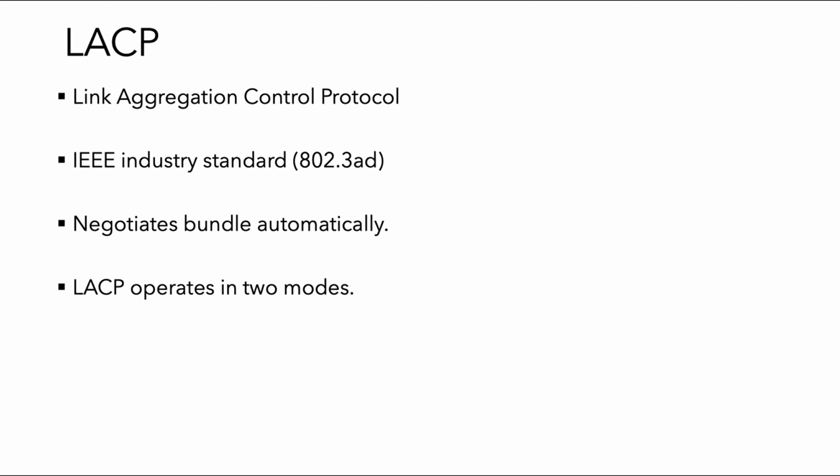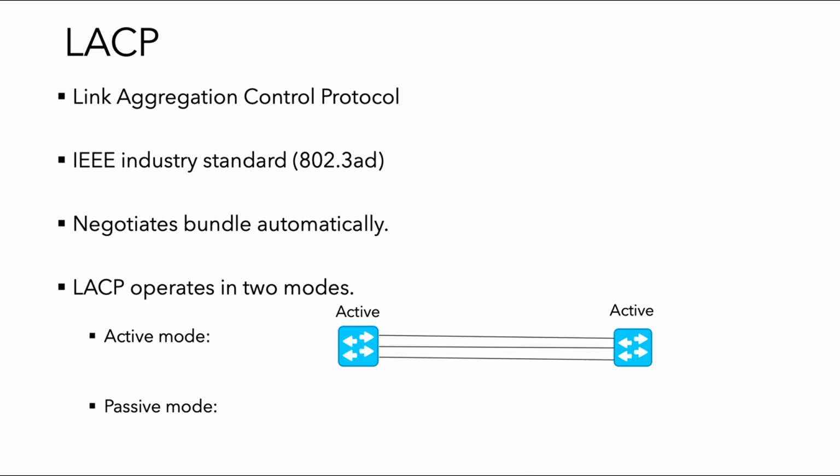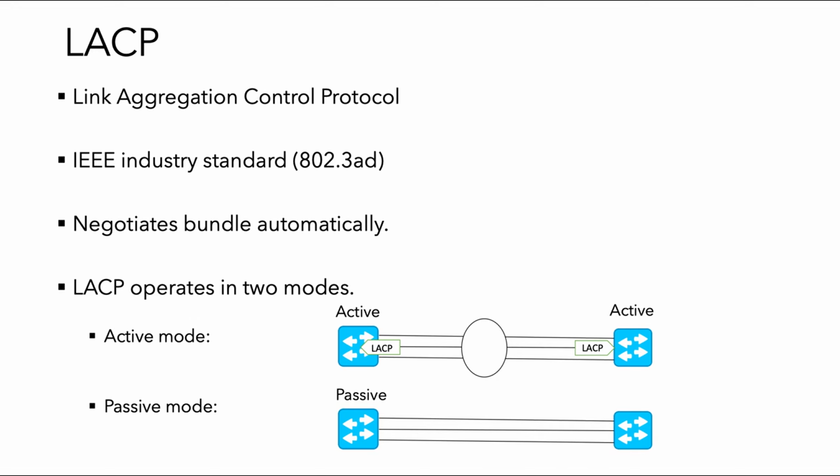It operates in two modes, active mode and passive mode. In active mode, the port initiates negotiation with other ports by exchanging the LACP packets. Whereas in passive mode, it doesn't initiate any negotiation but expects the other end to initiate and then replies to the received LACP packets.